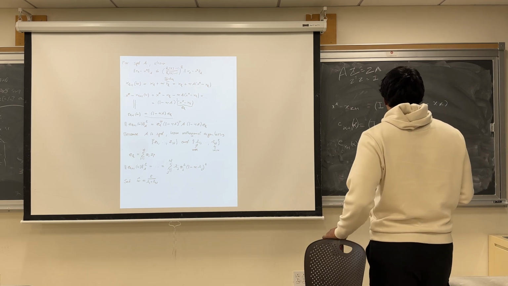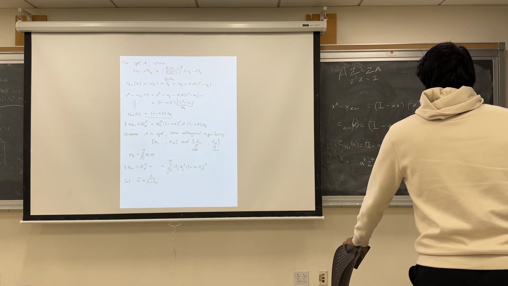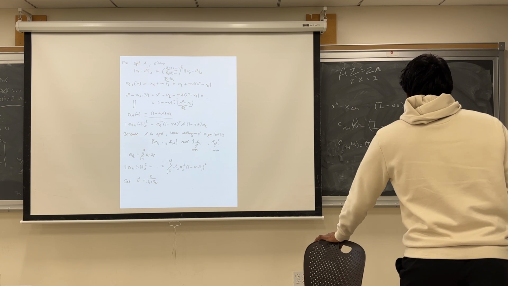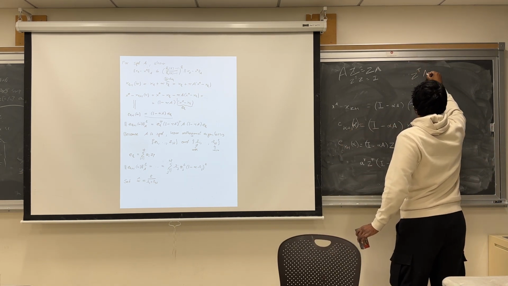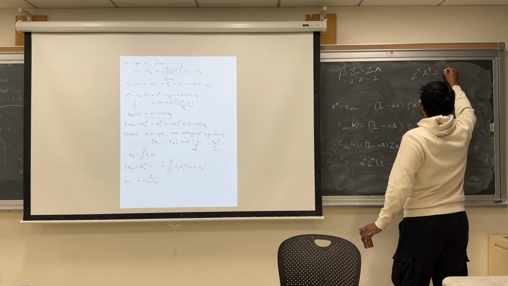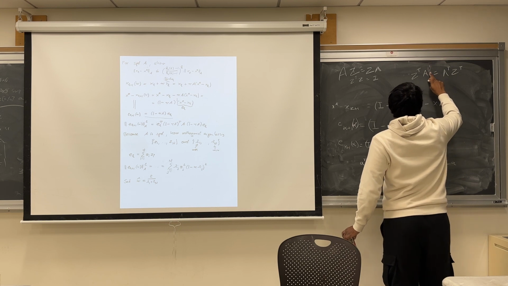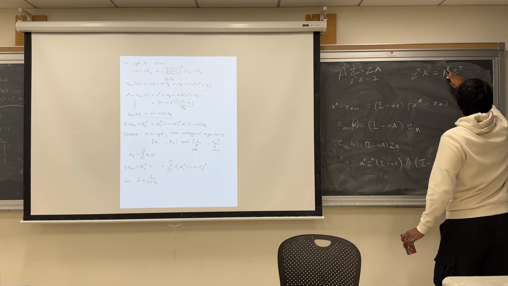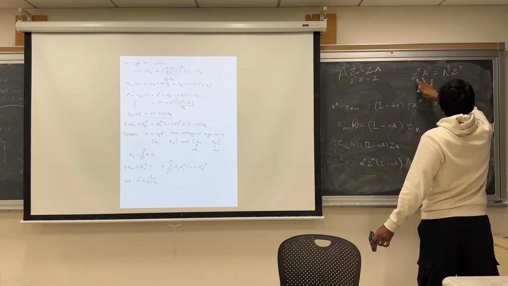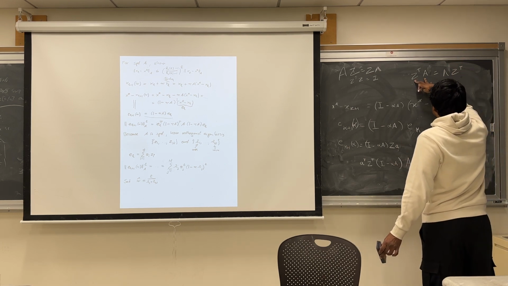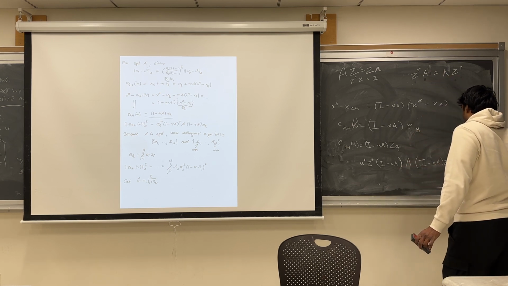I want to split it up. Now if AZ equals Z lambda, then Z transpose A transpose is equal to lambda transpose Z transpose, and A transpose is just A. So Z transpose A is lambda transpose Z transpose, but lambda transpose is just lambda. So Z transpose A is just lambda Z transpose.